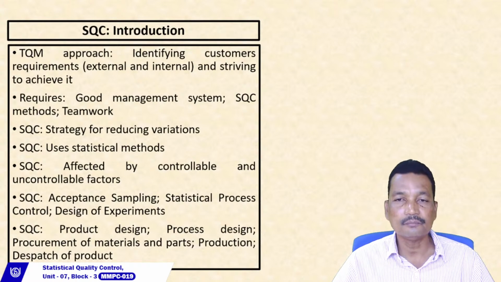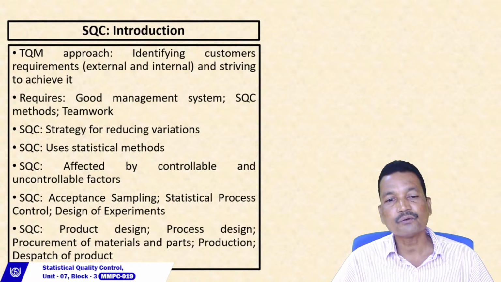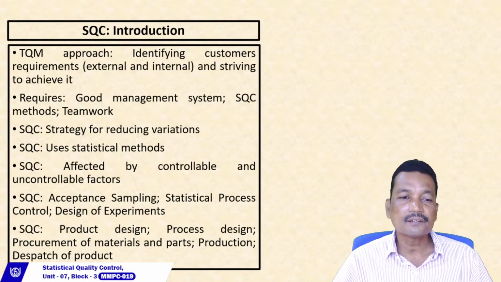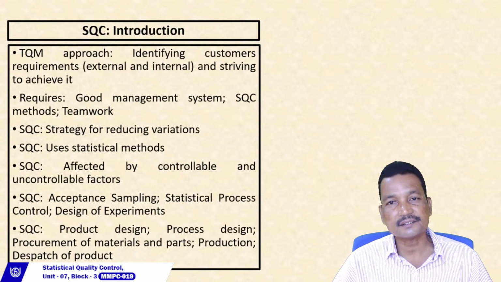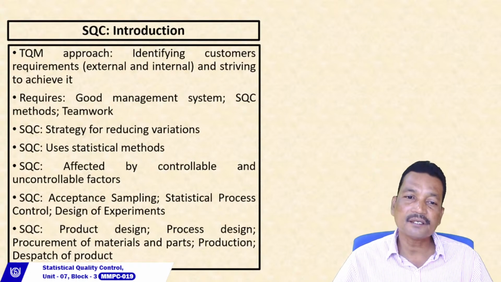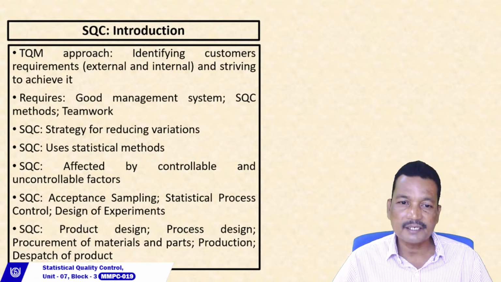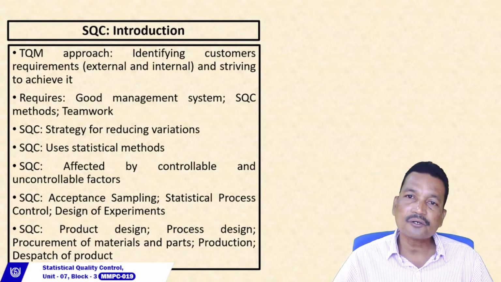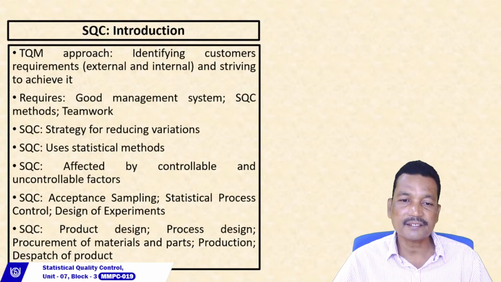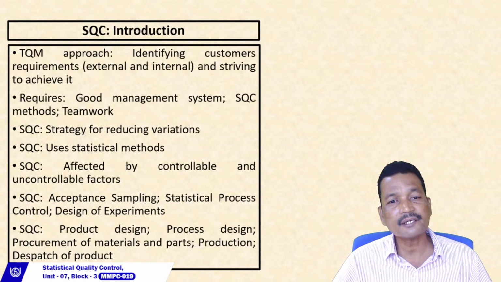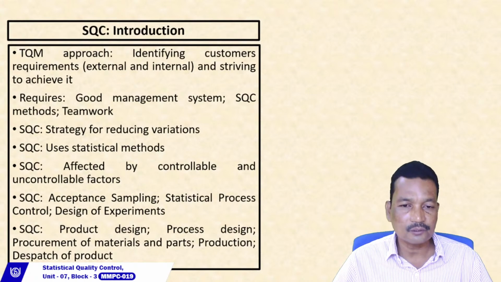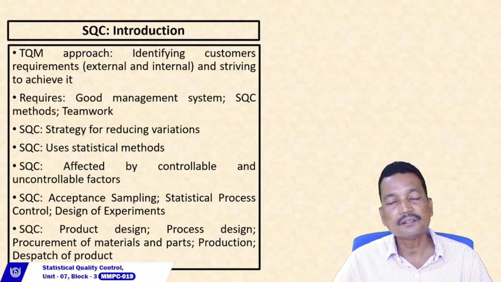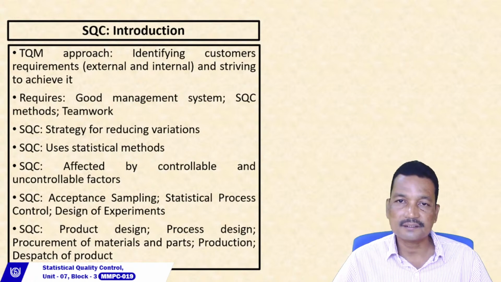Statistical quality control, when we go for it, we see there are two types of factors which are influencing or causing the variations. One is controllable variation, another is uncontrollable variations or factors. Now, how can we understand what are the controllable factors or what are the uncontrollable factors?